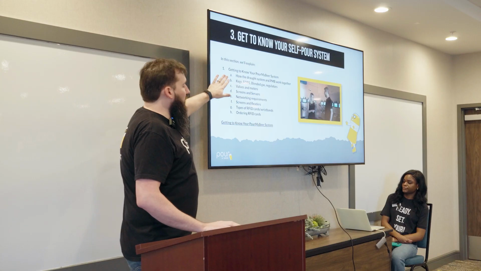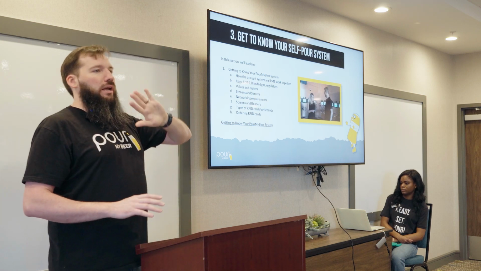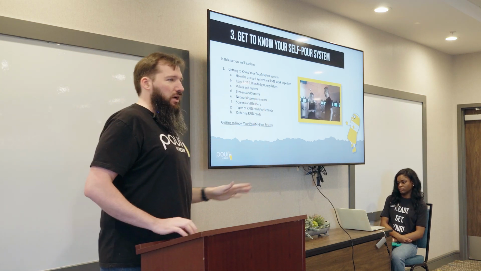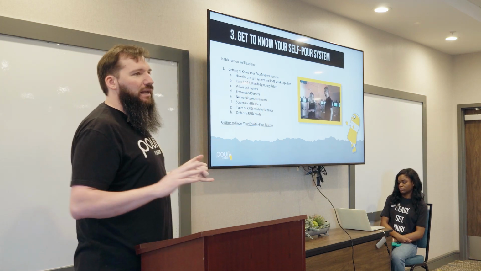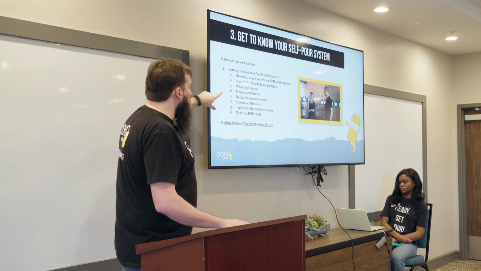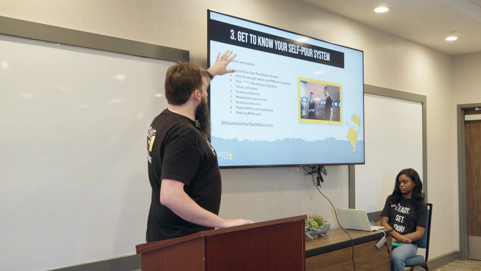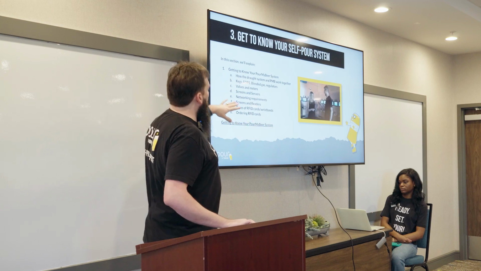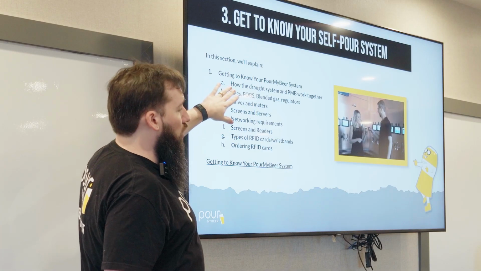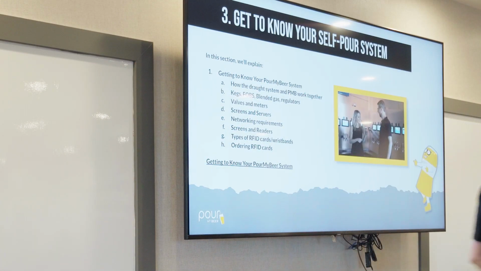Kegs, fobs, blended gas regulators, that's all draft stuff. That's all your Micromatic equipment, your distributor kegs, stuff that you're going to be getting from a draft company. Valves and meters are ours. I actually have some valves and meters that I managed to sneak onto my suitcase and not get stolen.